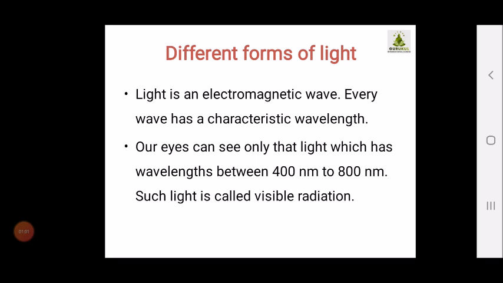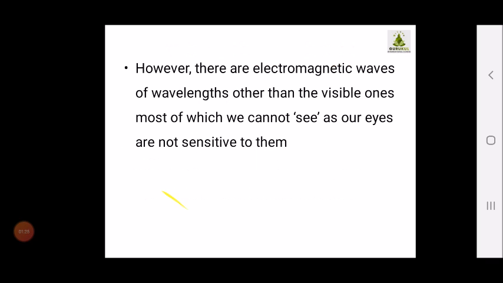So children, for understanding the telescope, first you have to understand different forms of light. What is light? Light is an electromagnetic wave. Our eyes can see only light which has a wavelength between 400 nanometers and 800 nanometers, and such light is called visible radiation. However, there are electromagnetic waves of wavelengths other than visible, most of which we cannot see as our eyes are not sensitive to them.